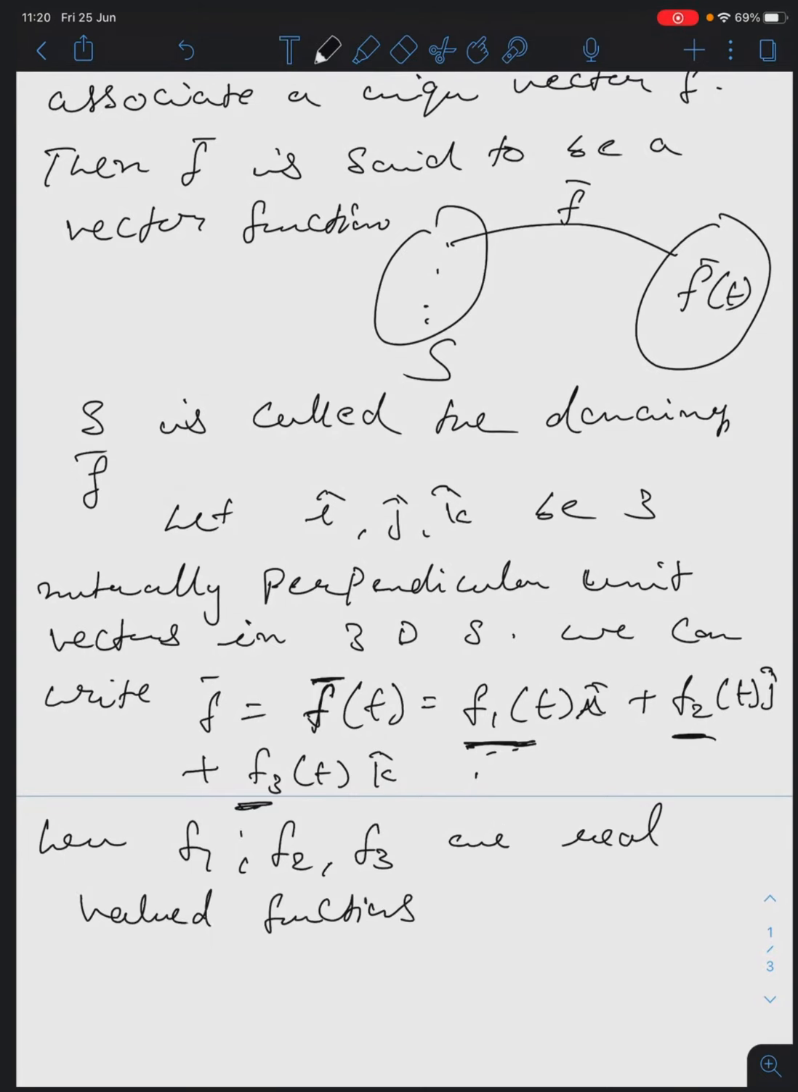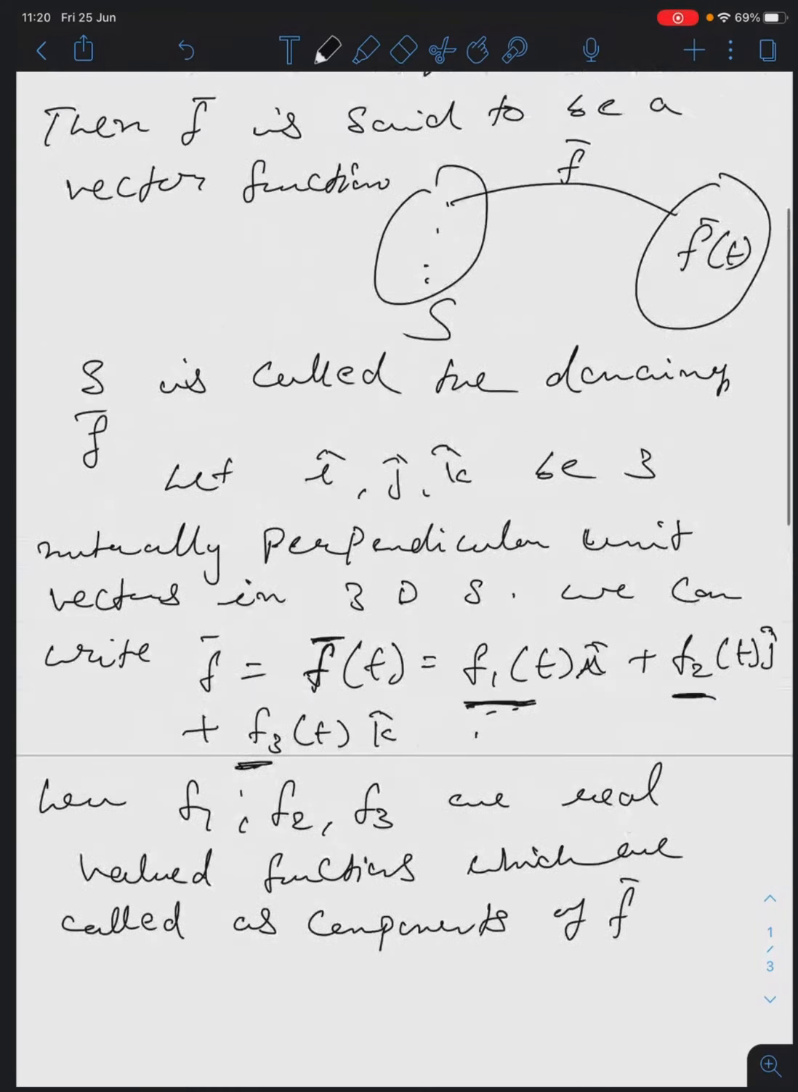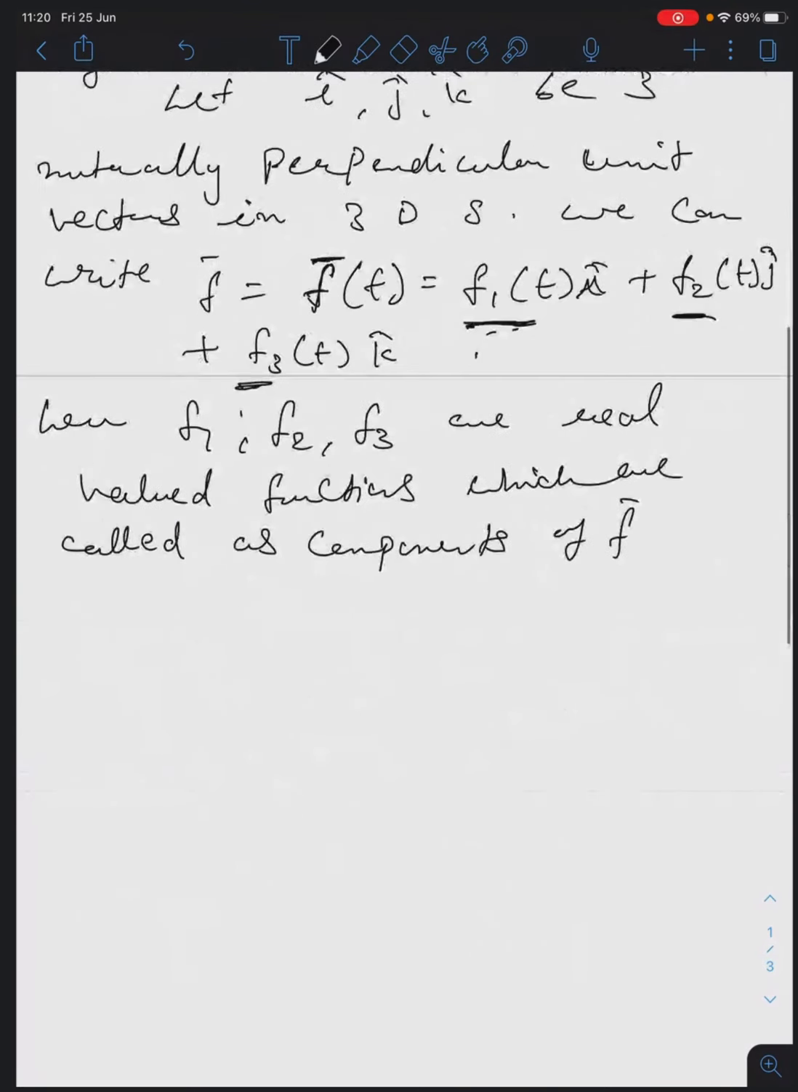These are called the components of F bar, and here we shall assume that I cap, J cap, K cap are constant vectors. So this is the definition of a vector function. Now let us see the derivative.